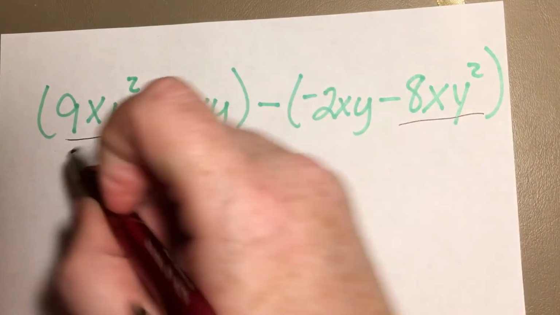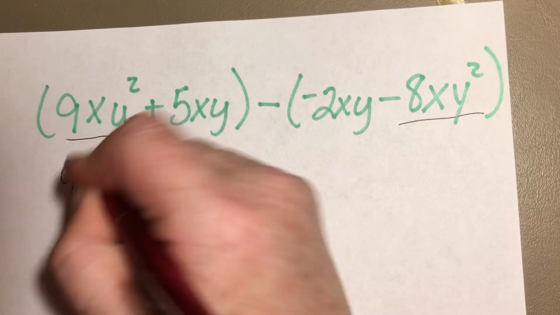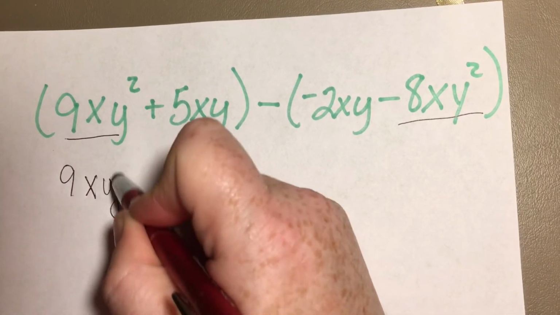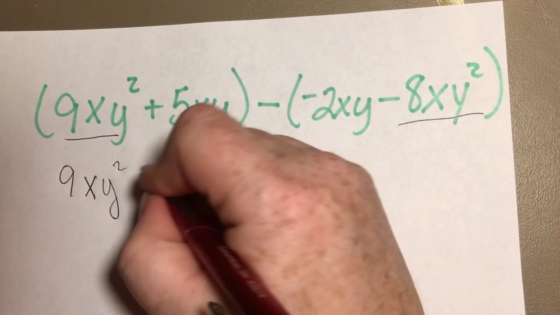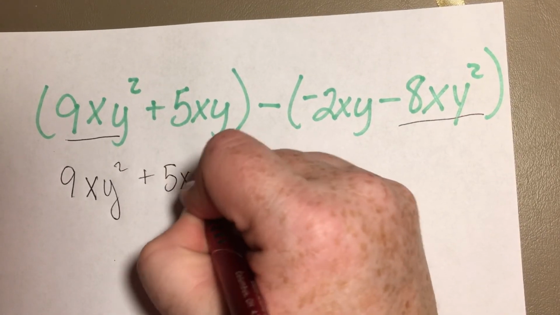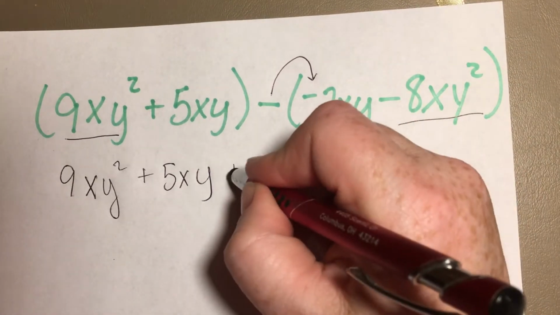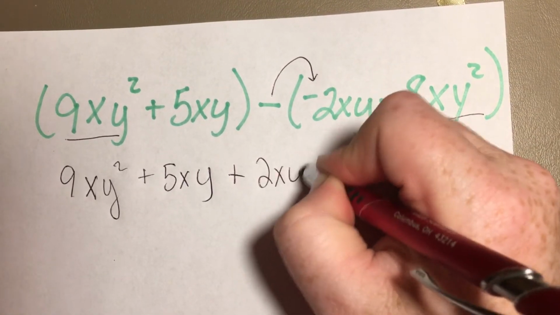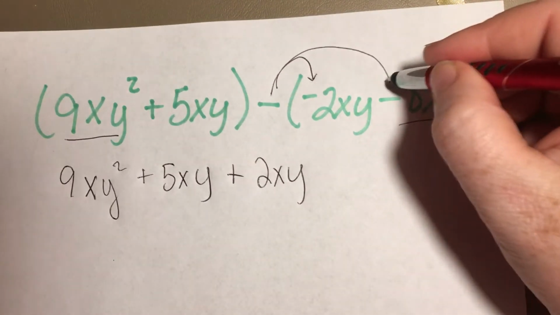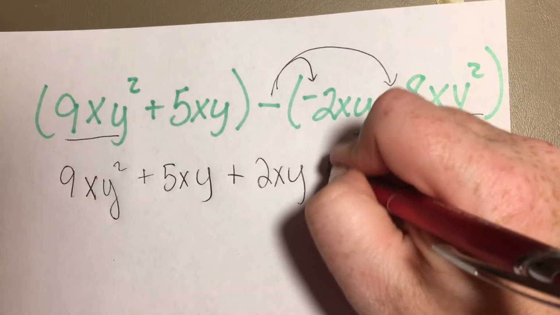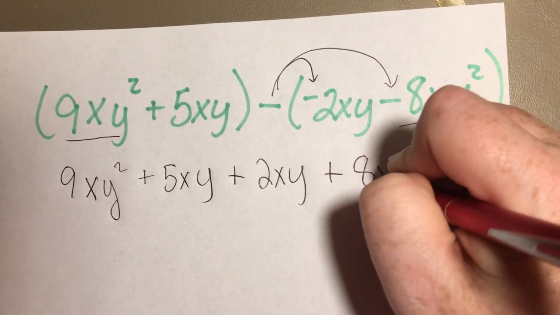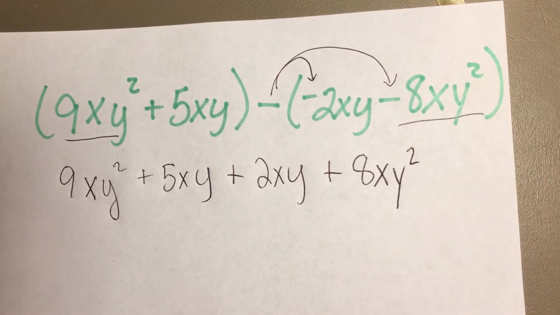So again, I want to rewrite this problem. I have 9xy squared. I'm not changing it. Plus 5xy. Again, not changing it. But I have a minus a negative. That's plus 2xy. I have minus a negative here, that's positive xy squared.